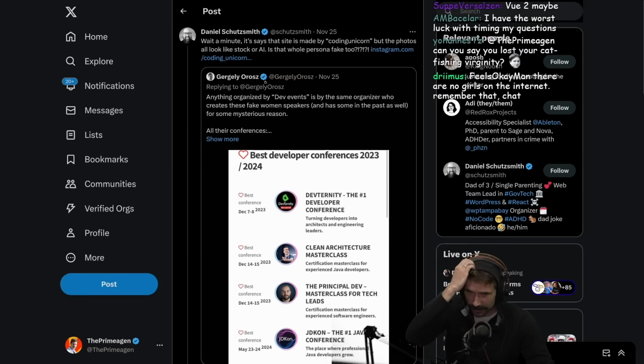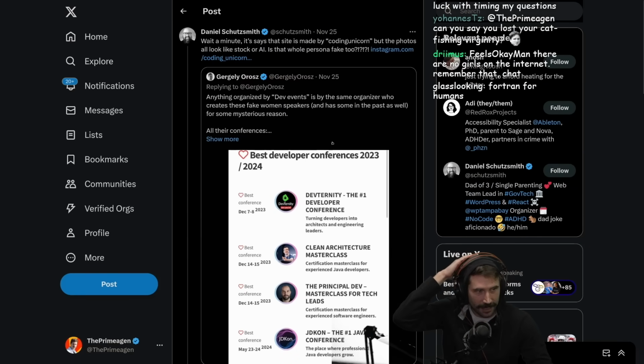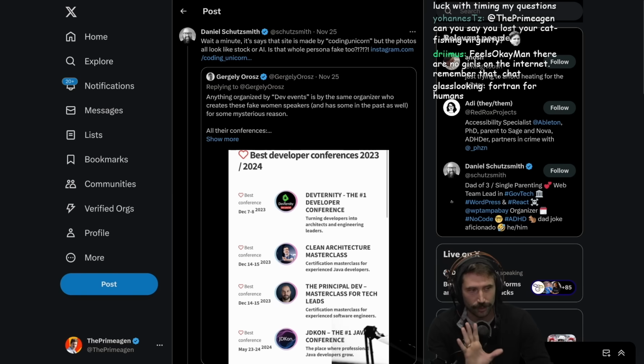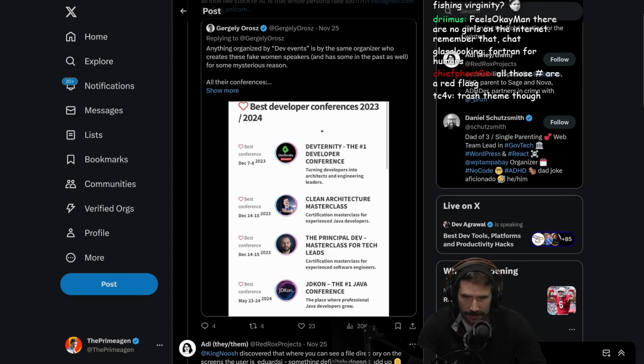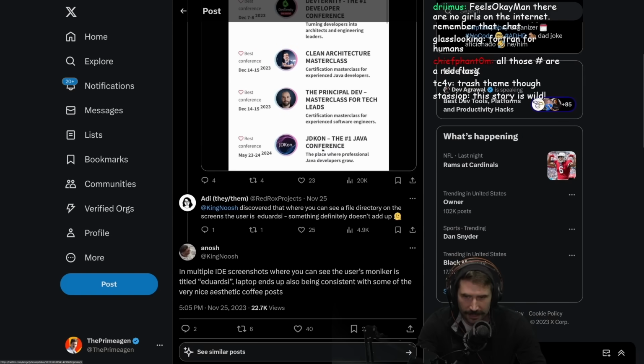So this is where things get a little bit confusing, okay? We're going to have a little trouble wrapping our heads around this. I hope you're ready for this. Wait a minute. It says the site was made by Coding Unicorn, but the photos all look like stock or AI. Is this whole persona fake too? So, got a whole potentially fake thing.